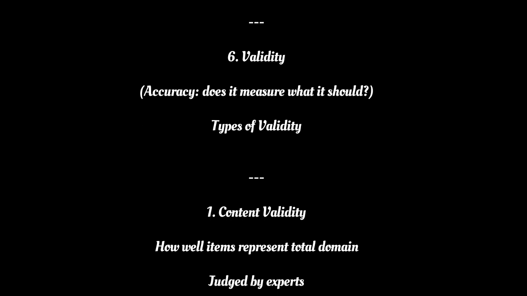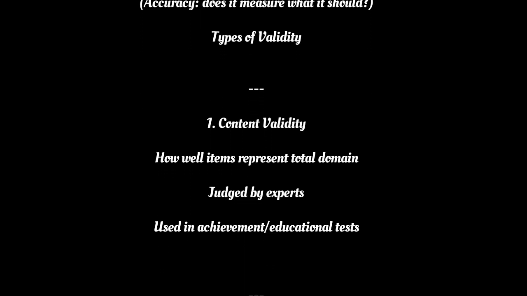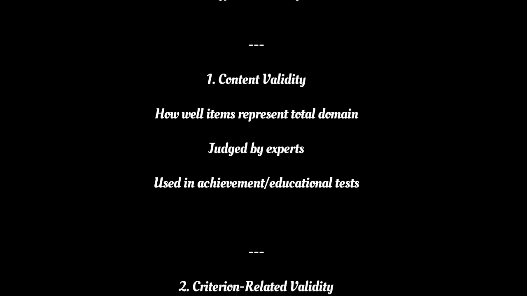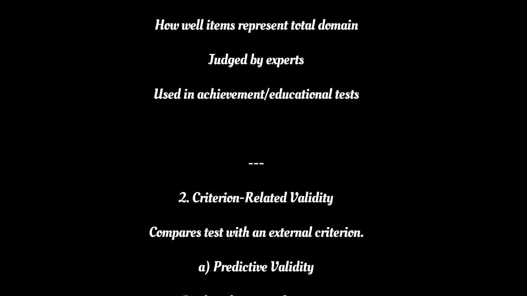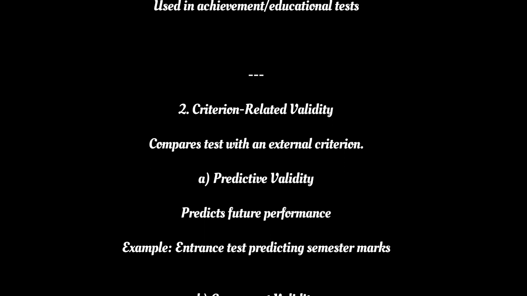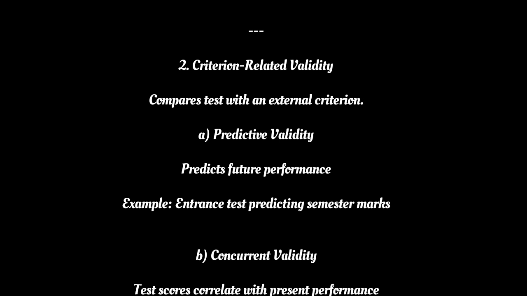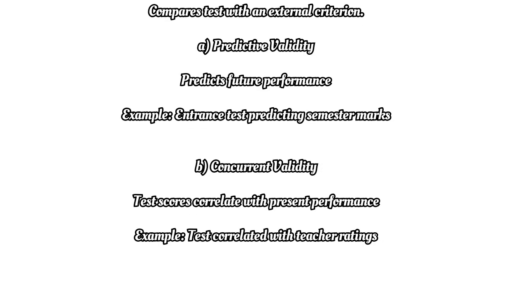Content validity is how well items represent the total domain, judged by experts, and used in achievement or educational tests. Second is criterion-related validity, which compares the test with an external criterion. A. Predictive validity: predicts future performance. Example, an entrance test predicting semester marks. B. Concurrent validity: test scores correlate with present performance. Example, a test correlated with teacher ratings.